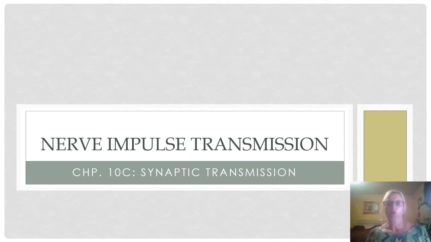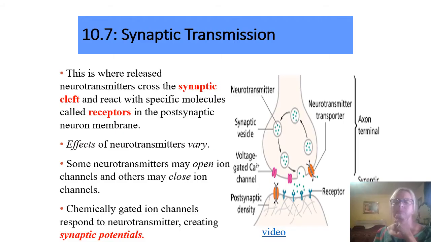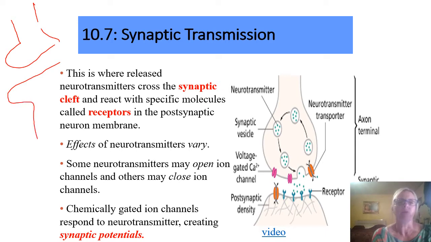All right, so now we're going to look a little more closely at the synaptic cleft and transmission across that. All right, so synaptic transmission. Remember, the synapse is the space between the axon terminal, or synaptic knob, some call it, of the presynaptic neuron and a postsynaptic neuron. All right, and so that's what we have here. This is your presynaptic neuron, and this is your postsynaptic neuron.